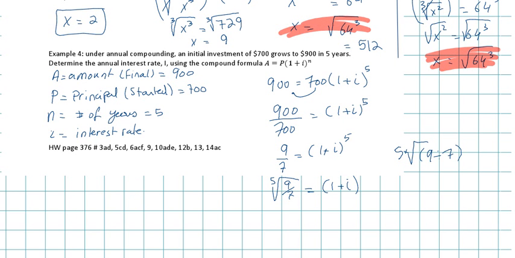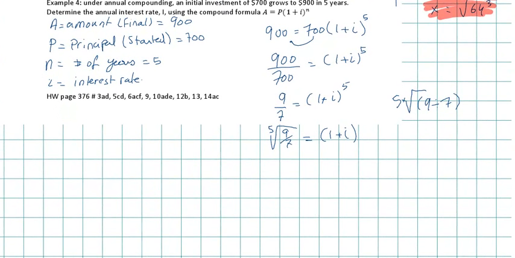What do you get when you do that on the calculator? 1.052. Okay. Equals 1 plus I. Now I have to minus 1. And then your answer is 0.052.